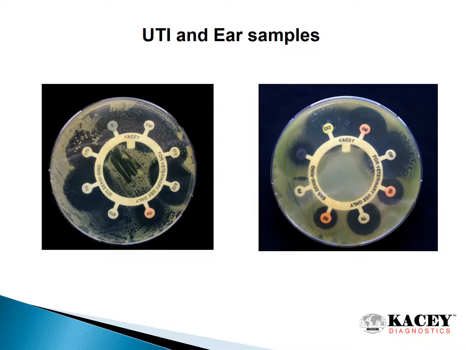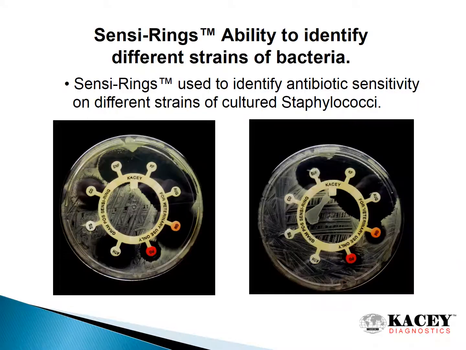UTI and ear samples. Here are samples of urinary tract infection and ear infections as they are seen on the SensiRing sensitivity discs. SensiRing ability to identify different strains of bacteria. SensiRings used to identify antibiotic sensitivity on different strains of cultured staphylococci.